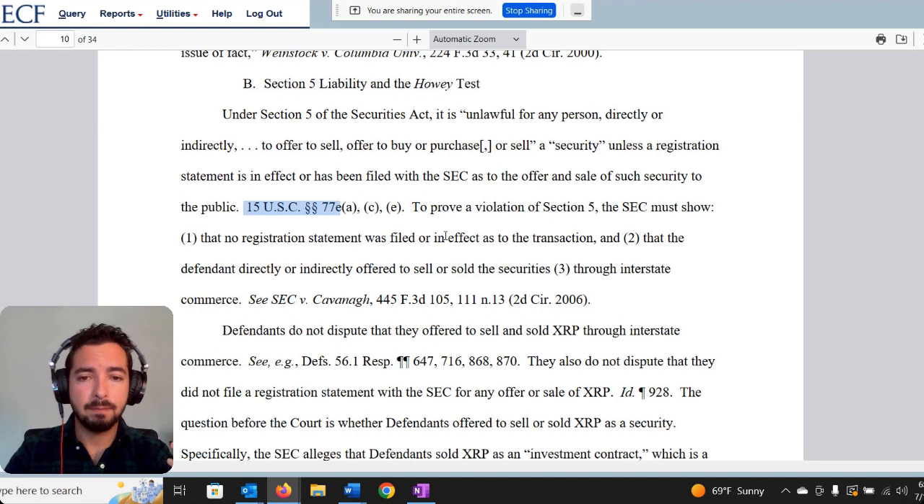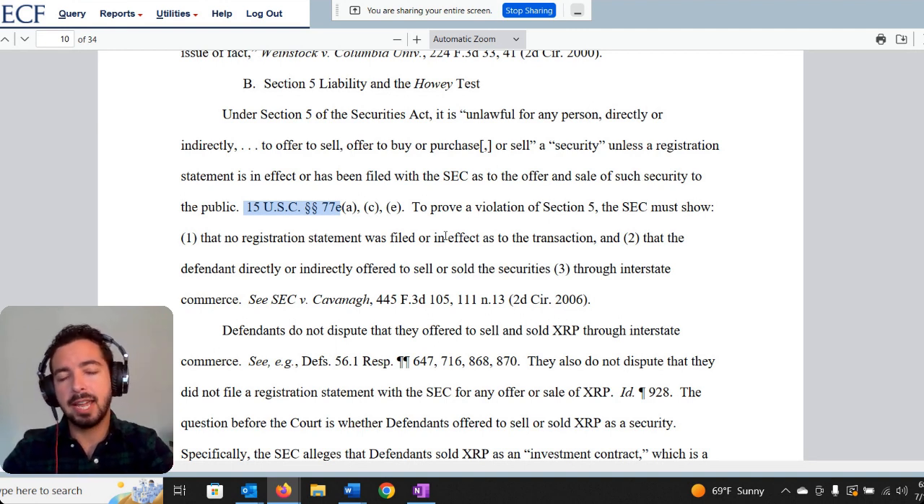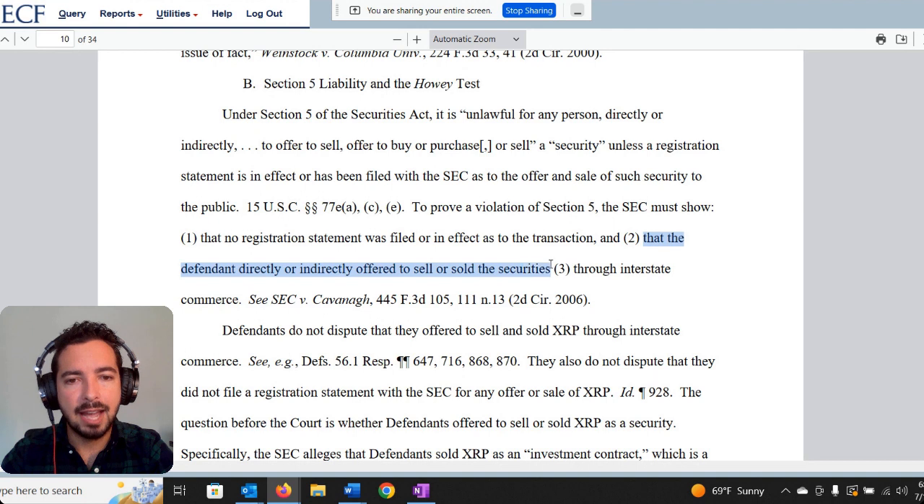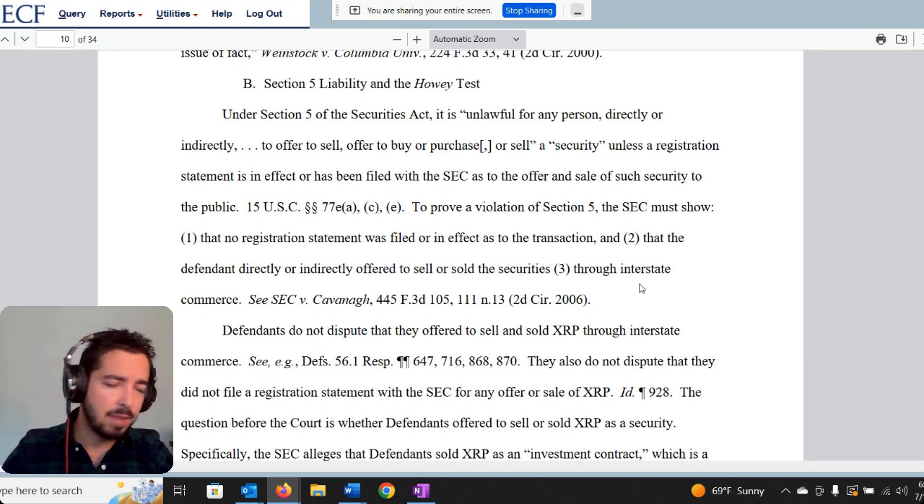So how do we look at the rest of the opinion? We're probably going to be looking at this little sentence right here, what comes after the two, this part. That's what we're looking at. And then number three, through interstate commerce. And I can guarantee you that's been proven.